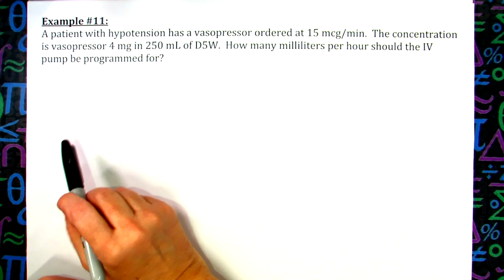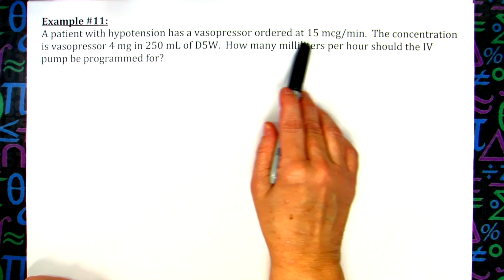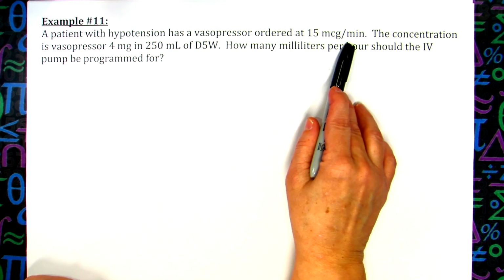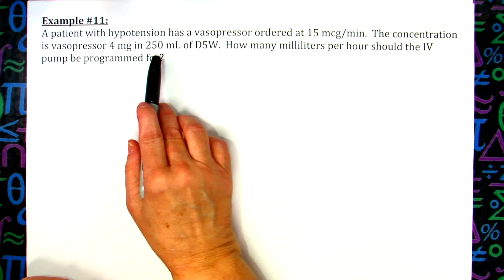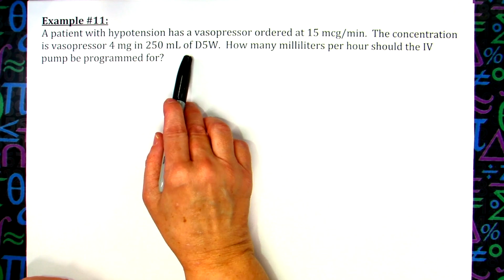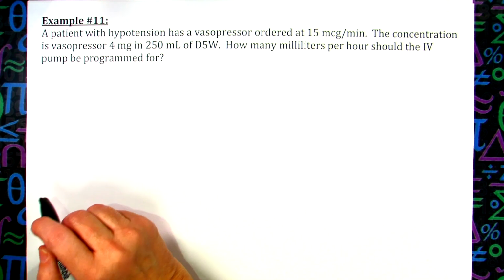Example 11. A patient with hypotension has a vasopressor ordered at 15 micrograms per minute. The concentration is vasopressor 4 milligrams in 250 milliliters of D5W. How many milliliters per hour should the IV pump be programmed for?